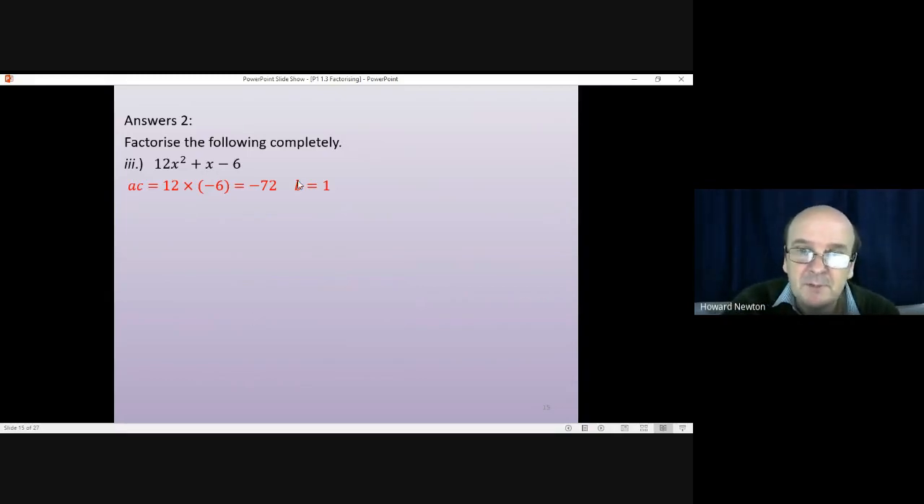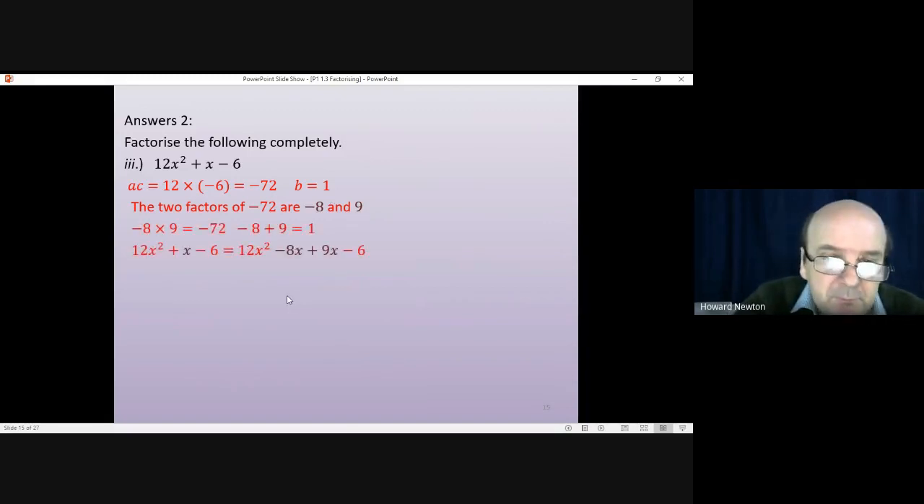Question 3, a times c is 12 times minus 6, which is minus 72. B is the middle number, that's 1. So we're looking for 2 factors of 72 that multiply together to give us minus 72, and when you add them, you've got to get 1. Lots of possibilities with 72 because it has so many factors. So it can take a little while to discover it's minus 8 and 9. Minus 8 times by 9 is minus 72. And if I add minus 8 to 9, I do get plus 1.